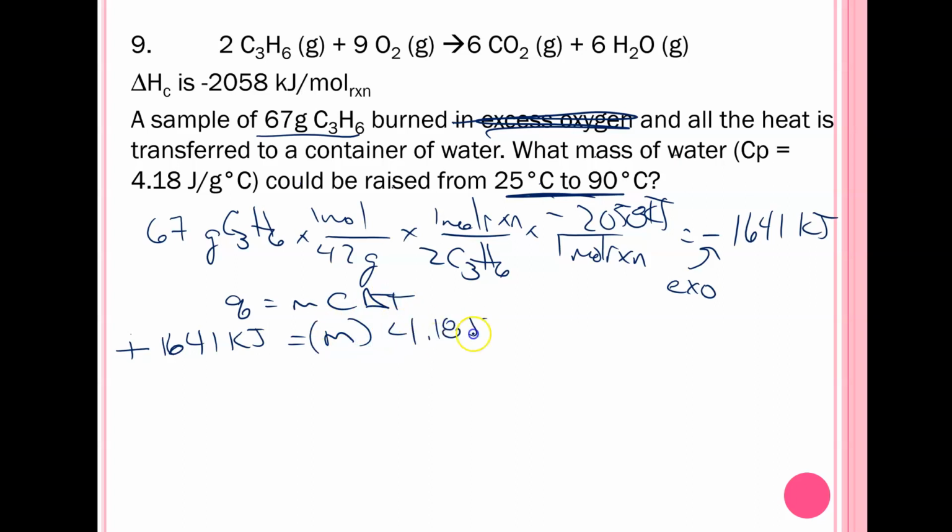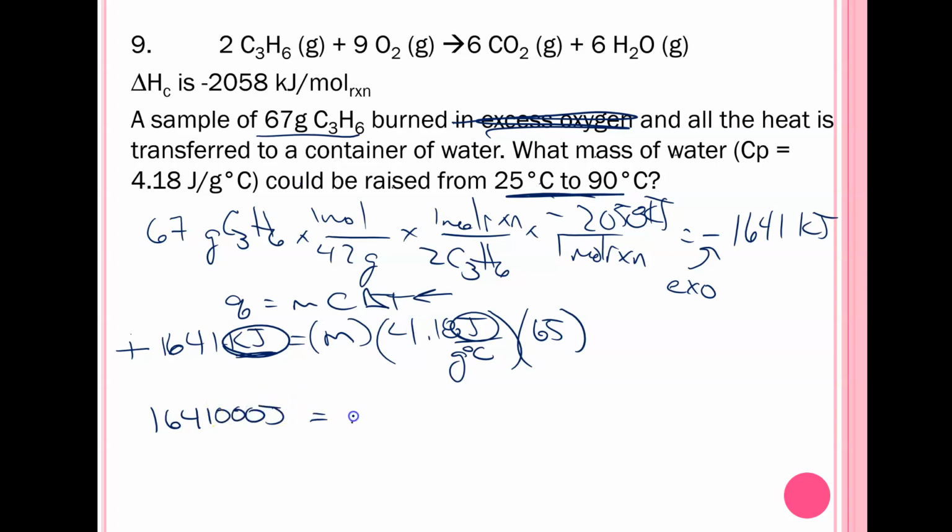I want you to notice the units here. This is in joules over grams degrees C, times a temperature change of 65. So if this is in joules and that's in kilojoules, things are not going to work. You need to make them in the same unit. I don't even care which one you pick, but you have to pay attention to that. I think it's easiest whenever it's in kilojoules and I'm using this equation, I just always multiply by 1,000. That puts it in joules, m times 4.18 times 65, do the algebra, and you get 6,040 grams.